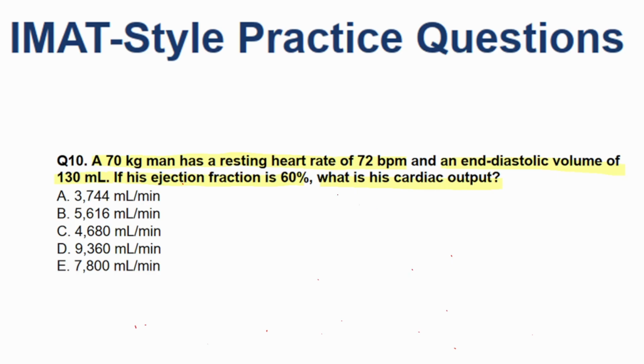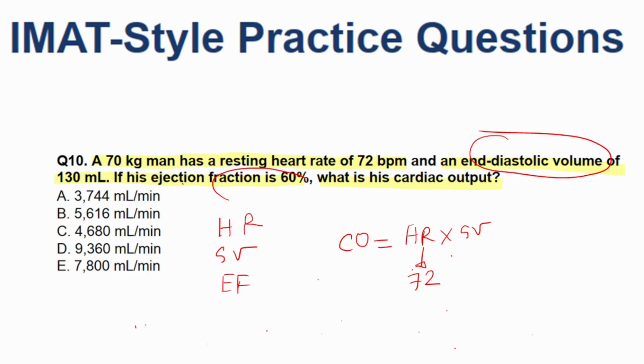To solve this step by step, we need to connect three fundamental parameters of cardiac performance: heart rate, stroke volume, and ejection fraction. Our ultimate goal is to find cardiac output, which represents the total volume of blood pumped by the heart per minute. The formula for cardiac output is CO equals heart rate times stroke volume. We are already given the heart rate, which is 72 beats per minute. However, the exact stroke volume is not directly provided. Instead, we are given the end diastolic volume and the ejection fraction. Let's calculate the stroke volume first from that information.